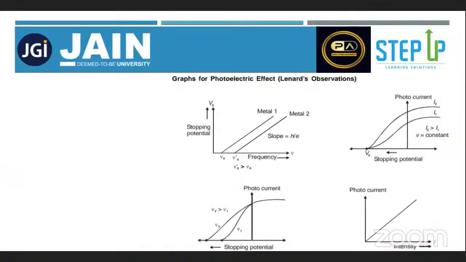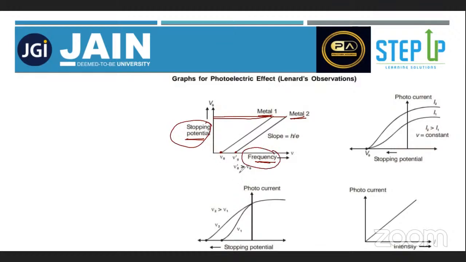To do this, you should know this. You can see there is a graph between stopping potential and frequency. The first metal has a stopping potential here, and V naught is the stopping potential for the second metal. You see you have increased the frequency. Is the value of the stopping potential changing? Here the stopping potential was here, and here it is still here. So there is no change in stopping potential when there is any change in frequency.